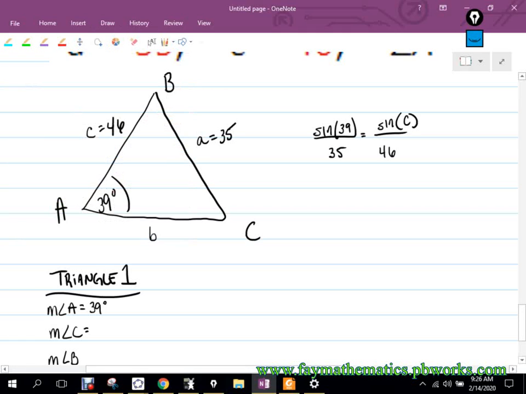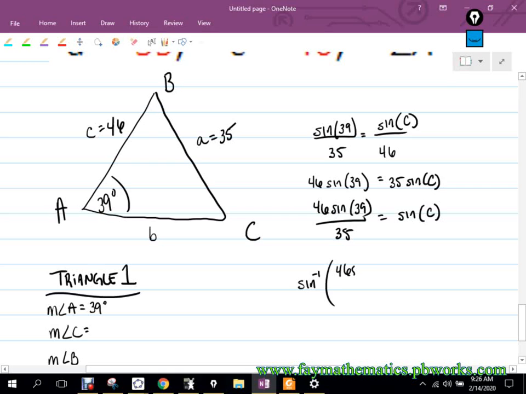So cross multiply. My hope is it's not the algebra. You cross multiply, so I'm going to go through that fast. 46 sine of 39 is equal to 35 sine of C, right? Divide both sides by 35. So we get 46 sine of 39 over 35, that's going to equal sine of C. How do I get capital C out of there? Okay, arc sine, sine inverse. So we're going to go arc sine of 46 sine of 39 over 35. That is going to equal capital C.